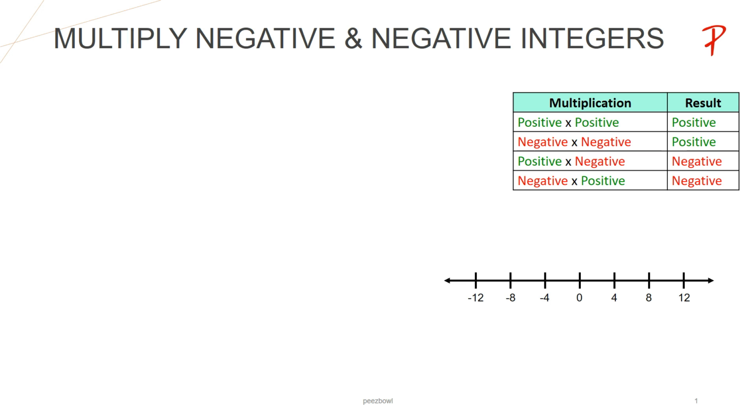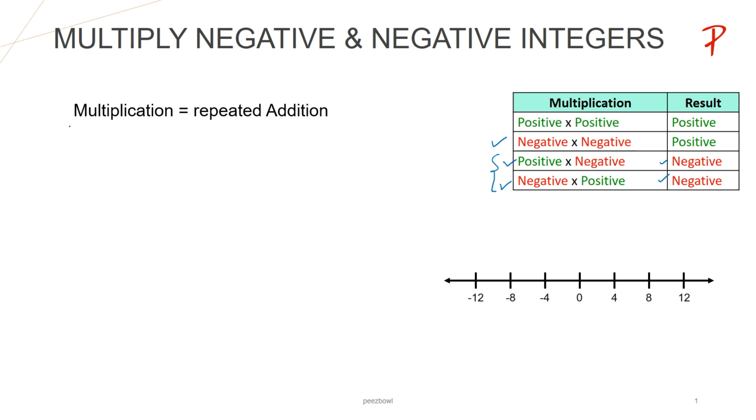Hi. In the last video, we saw how to multiply integers. We saw how to multiply a positive integer with a negative integer and a negative integer with a positive integer. In both the cases, the result of the multiplication was a negative integer. In this video, we will see how multiplying two negative integers will result in a positive integer.